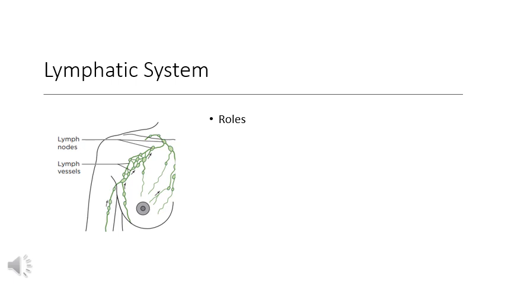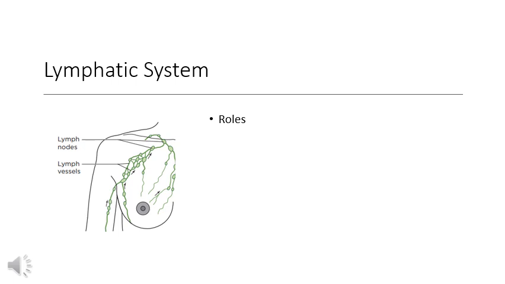The second role is to drain excess fluid. There's a lot of interstitial fluid between your cells, and you don't want this fluid to accumulate because if you do, it can cause swelling. So what your lymphatic system does is it drains this excess fluid for you.